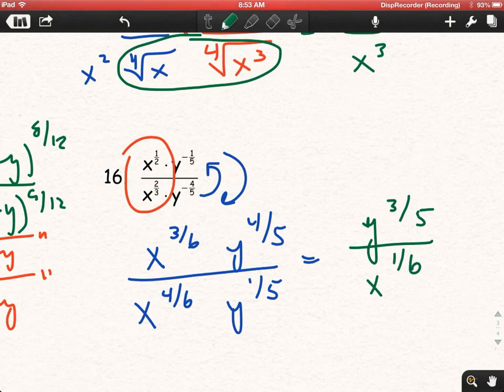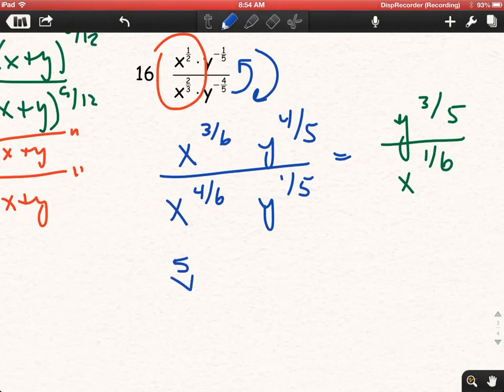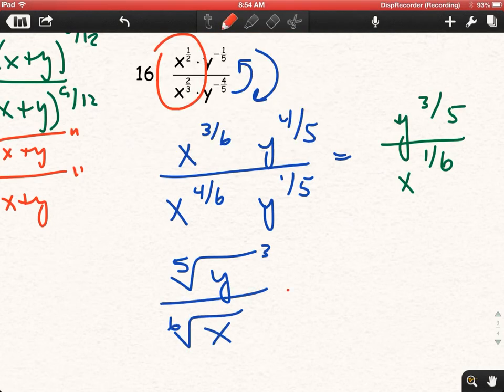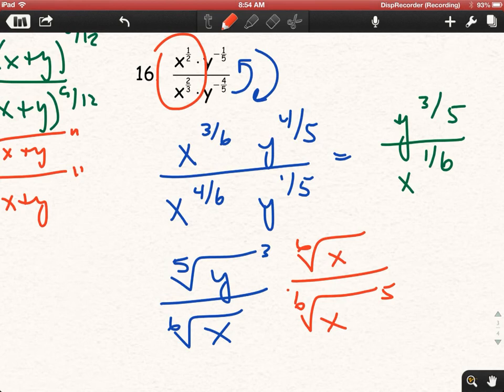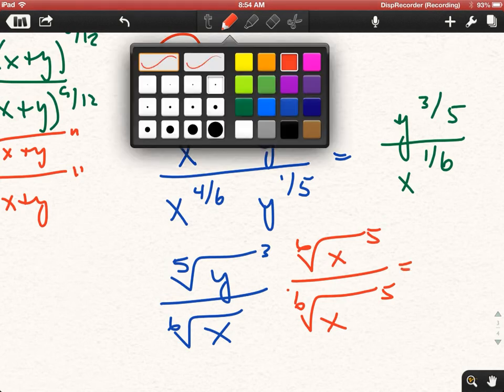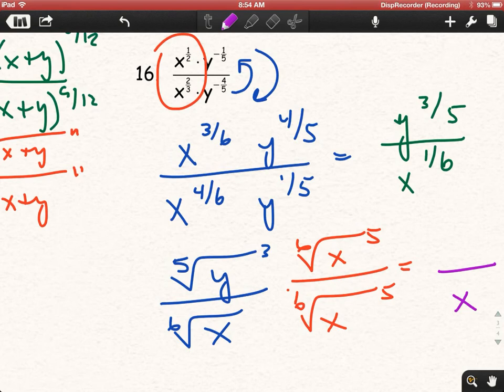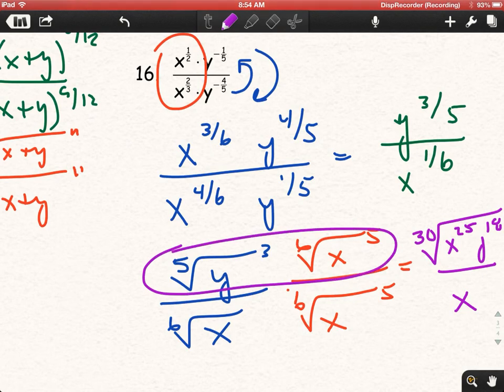And that, of course, needs to get rationalized because this is the 5th root of y cubed all over the 6th root of x. Therefore, I need to rationalize with the 6th root of x to the 5th, 6th root x to the 5th, and that'll give us x in the denominator. And some people combine these in the numerator if you wanted to. You didn't have to, but if you wanted to, you could have made this the 30th root of x to the 25th, y to the 18th, or you could have just left this as the numerator there.